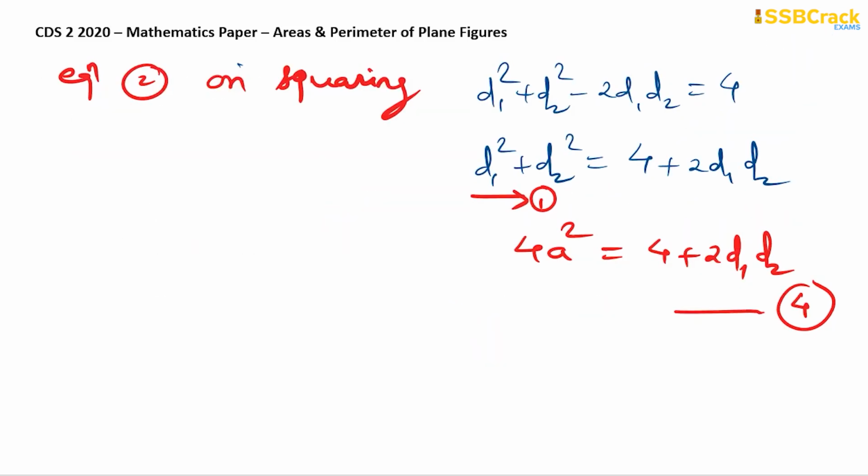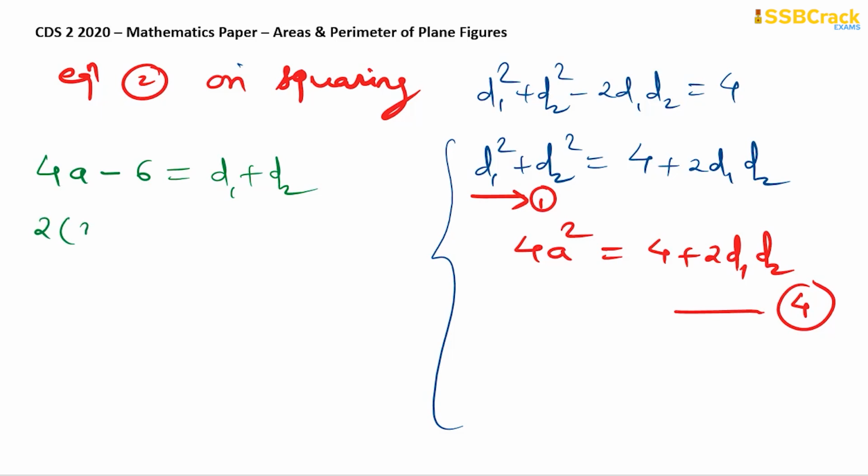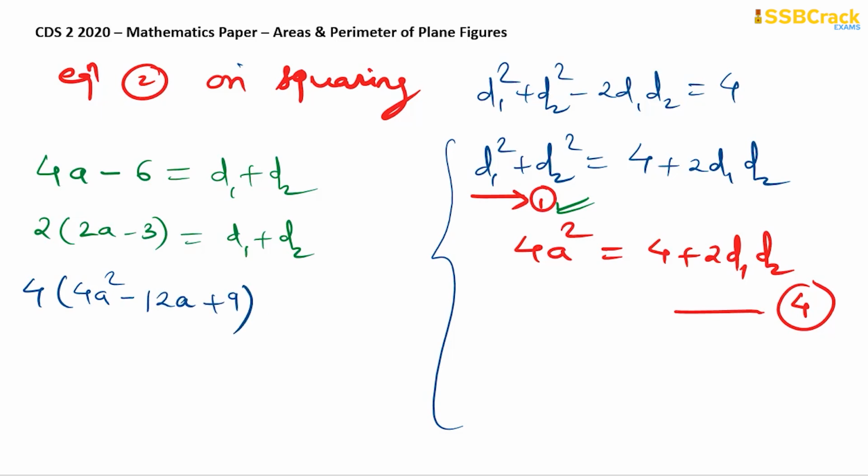So I will write equation 3 on the next line. Equation 3 was 4a minus 6 equals d1 plus d2, taking 2 common on the left hand side. We will square this equation so that we can again make use of this fact. On squaring, what do you get? It's 4 into 4a square minus 12a plus 9 equals d1 plus d2 the whole square, so that will be d1 square plus d2 square plus 2 d1 d2.